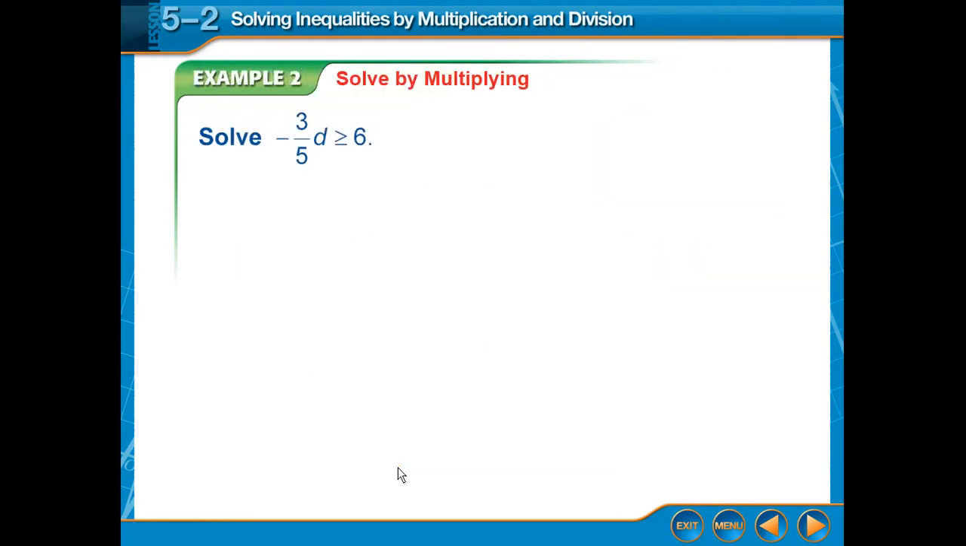This one, if I want to solve it by multiplying, I want to get rid of this negative 3/5. So I'm going to multiply both sides by negative 5/3. Those 5's cancel and those 3's cancel. Whatever I do to one side, I have to do to the other side. But because of this negative that I multiplied both by, I have to flip the direction of this. So instead of opening towards d, now it's opening away. So 6 times negative 5/3 is negative 10. So d is less than negative 10.